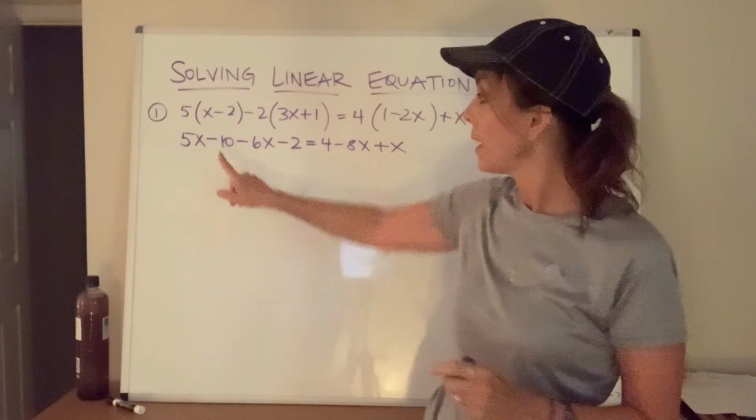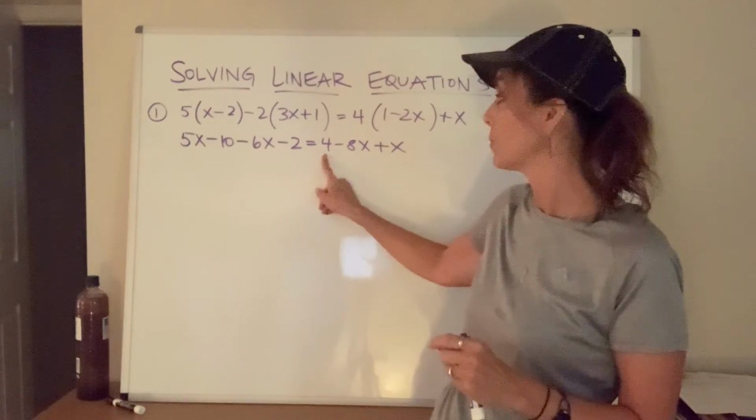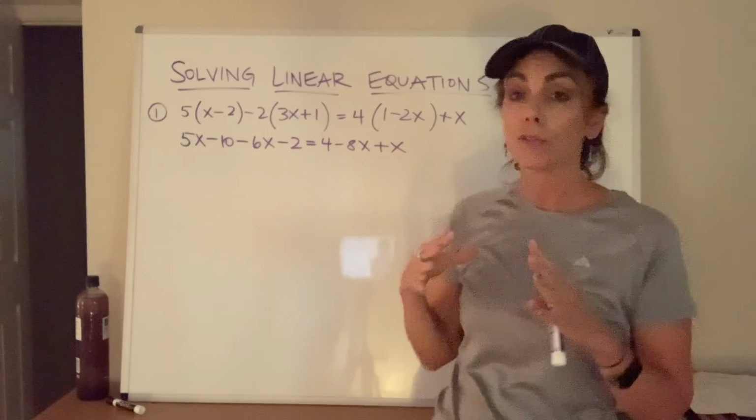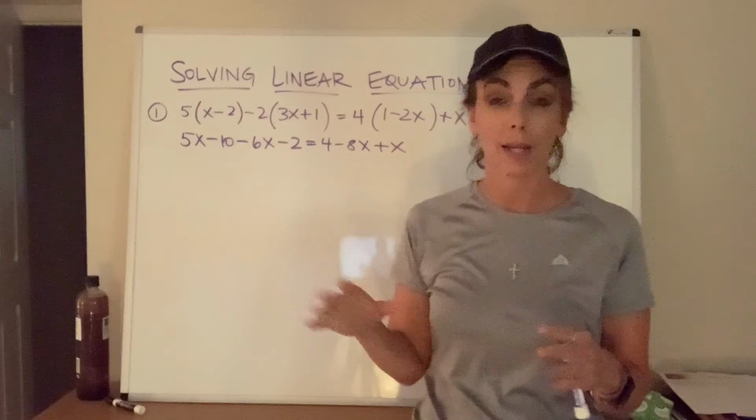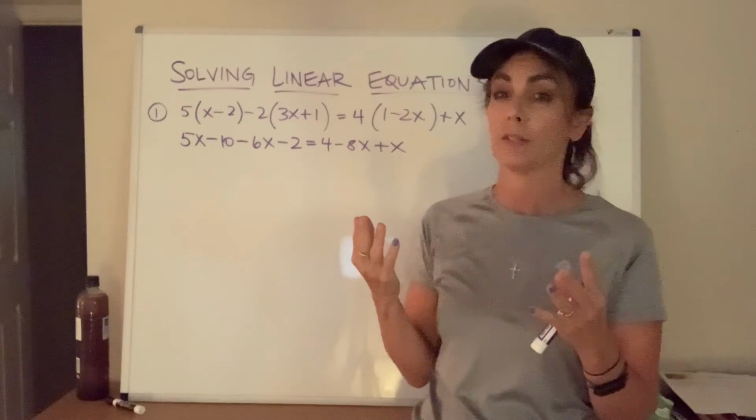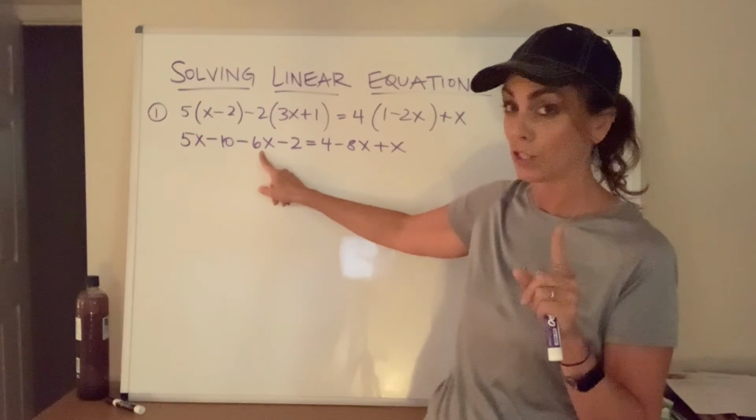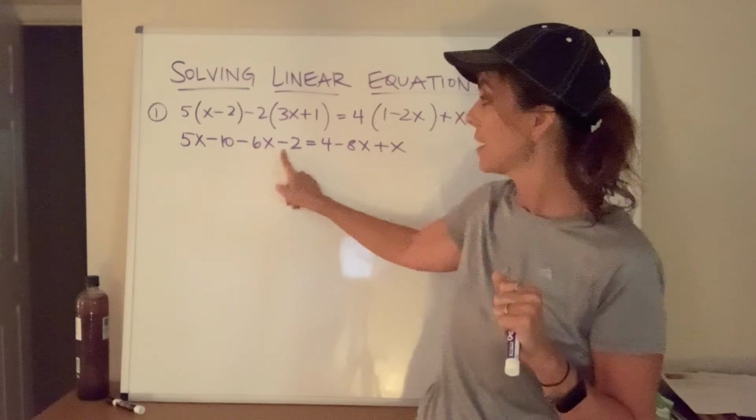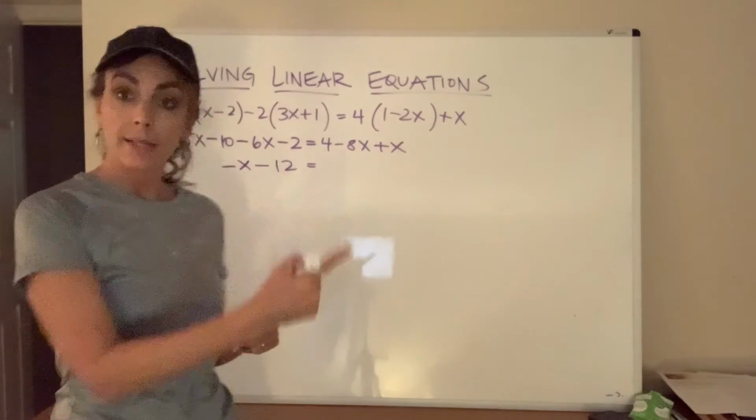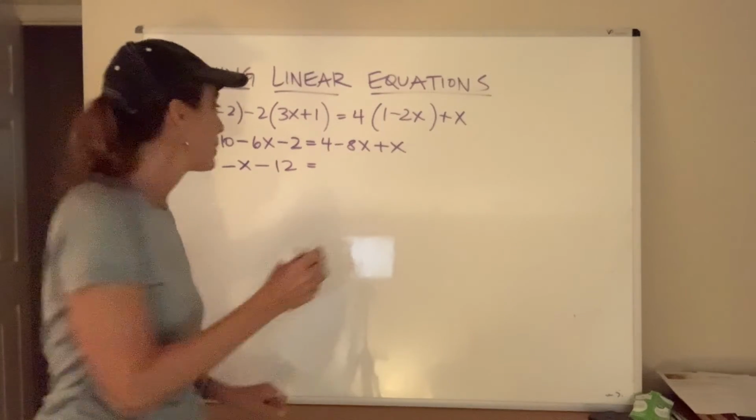When we've done that, we end up with 5x minus 10 minus 6x minus 2 is equal to 4 minus 8x plus x. There's still a lot going on, so let's take both sides of the equation and simplify just those sides. 5x minus 6x is negative 1x, which we can just call negative x. Negative 10 minus 2 gives us negative 12. On the right-hand side, negative 8x plus x is negative 7x, plus 4.